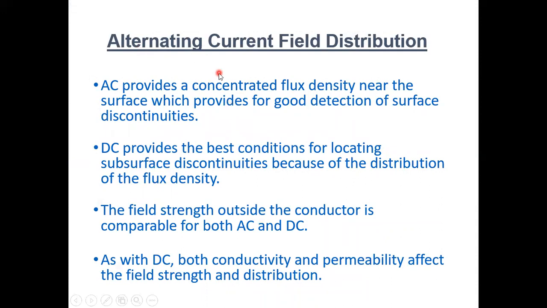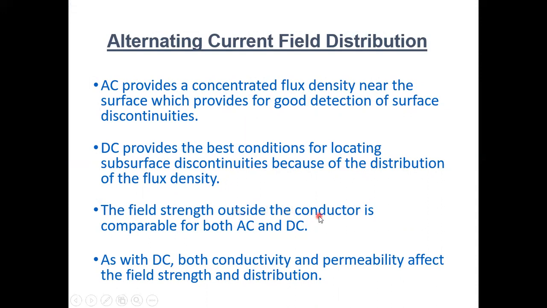Now here again we will discuss alternating current field distribution. AC provides a concentrated flux density near the surface, which gives good detection of surface discontinuities. DC provides the best condition for locating subsurface discontinuities because the flux density is distributed uniformly in the case of DC. But in the case of AC, the maximum current flows on the surface. If the maximum current density is on the surface, that means the maximum magnetic field is on the surface. That's why AC is good for surface discontinuities and DC is good for near-surface, or subsurface, up to 6-7 millimeter.